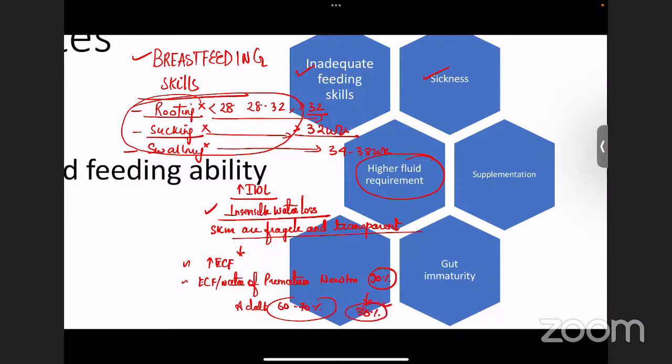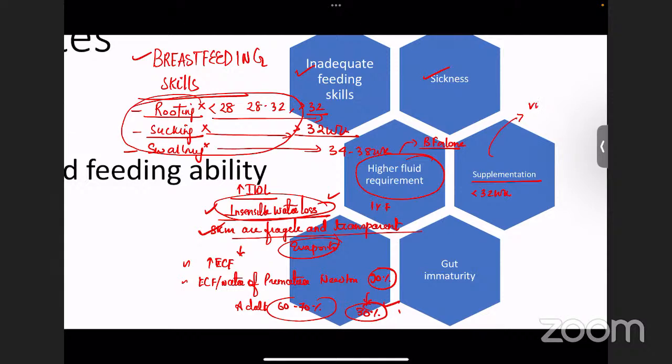So how is this 30% going to be lost? From your skin, from evaporation. As a result, there will be more insensible water loss that cannot be taken care of by breastfeeding alone. Breastfeeding alone cannot take care of this fluid requirement. So we have to give an alternative way. Most of the time we give IV fluid. Supplementation, as less than 32 weeks.